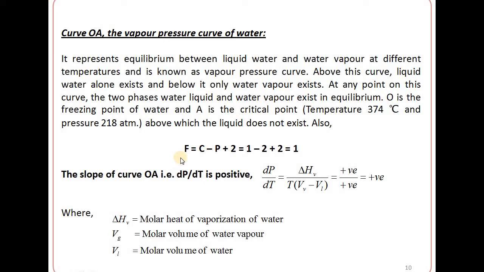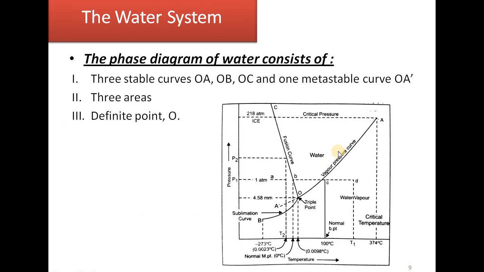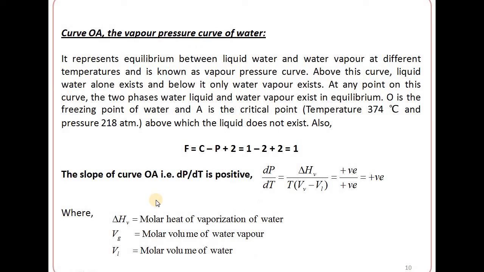Now applying the Gibbs phase rule, F is equal to C minus P plus 2. C is equal to 1, and the number of phases existing along this curve is 2. So we are getting F is equal to 1. So the system is univariant along this line. For a particular value of temperature, we have a definite value of pressure. We can only independently vary one of the variables out of pressure and temperature. So the system is univariant.